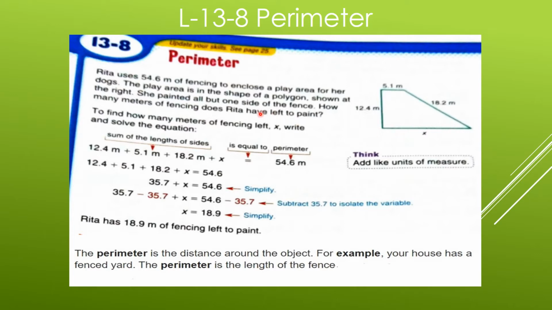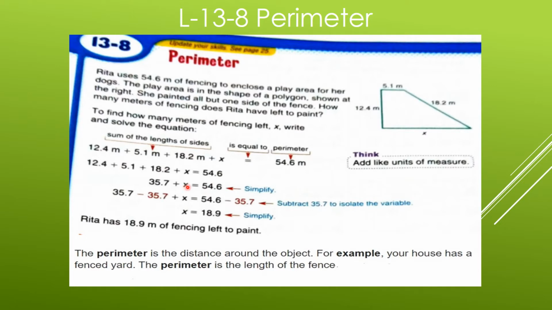In this one, these three sides are painted. That means this side and this side are painted, and the x side is not painted. In this one, how many meters of fence does Rita have left to paint? That means find this x side. How to find? You can add all three. One is 35.7 plus x is equal to the perimeter.